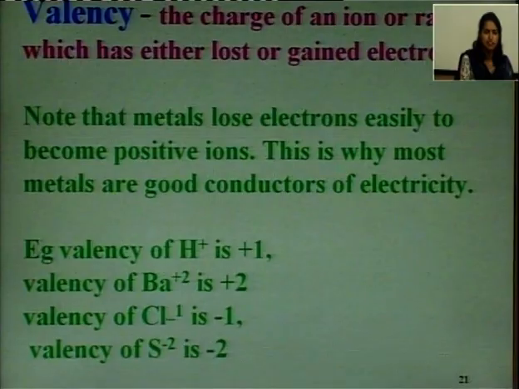So, what is the valency of hydrogen? This is very clear from this slide that the valency of hydrogen is H+, that is +1. The valency of barium is +2. From the charge it is very clear that its valency is +2. The valency of Cl- is -1. The valency of S2- is -2.